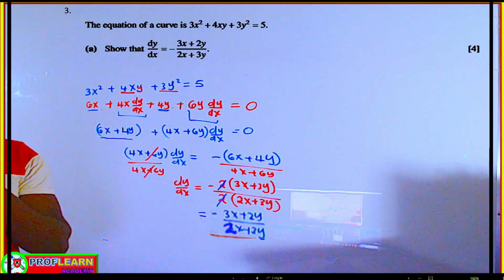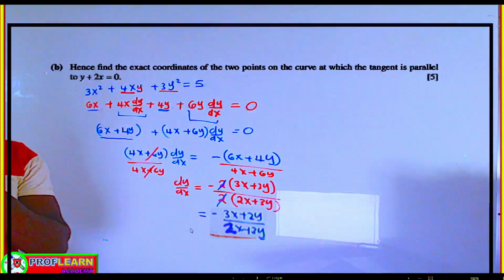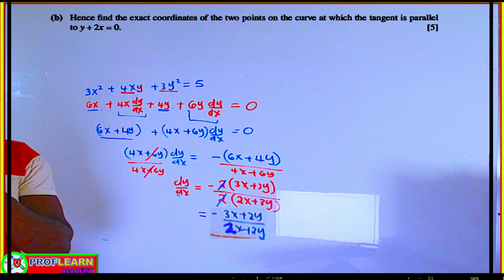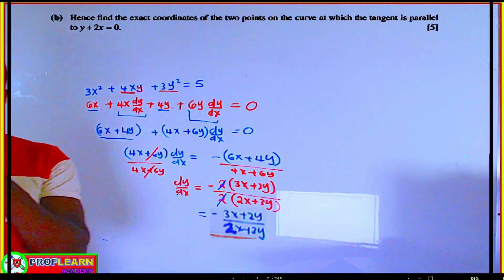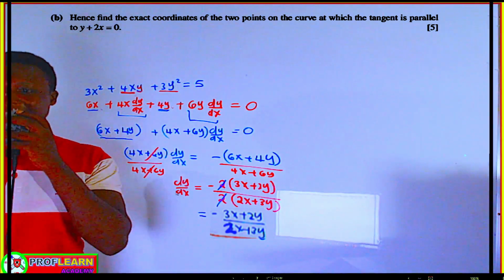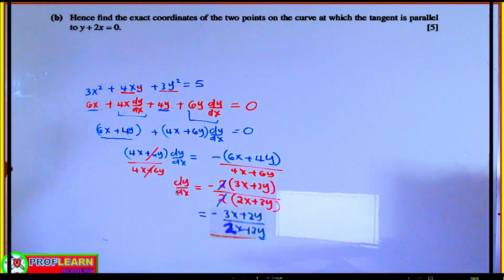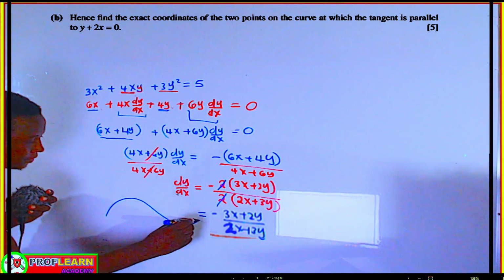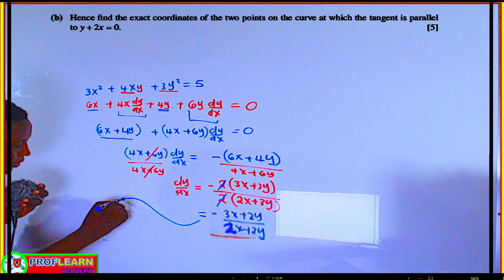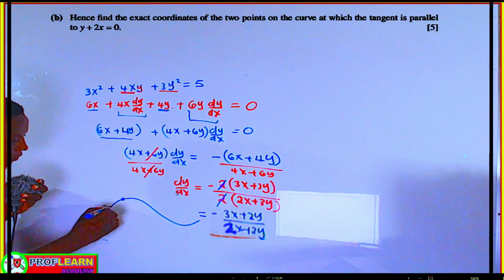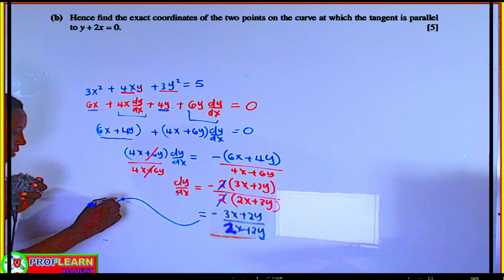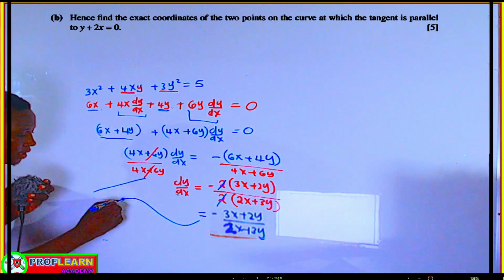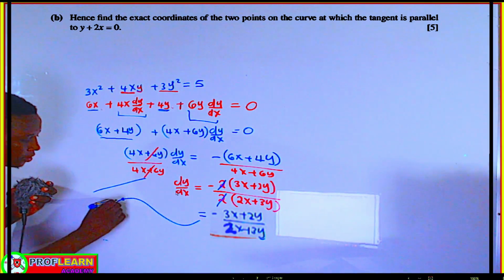Now, once you have done that, you can be given a question like this: hence, find the exact coordinates of 2 points on the curve at which the tangent is parallel to this. Now, if we are talking of a curve like this, and we have a point on the curve such that we have another line which is parallel to the tangent to the curve.